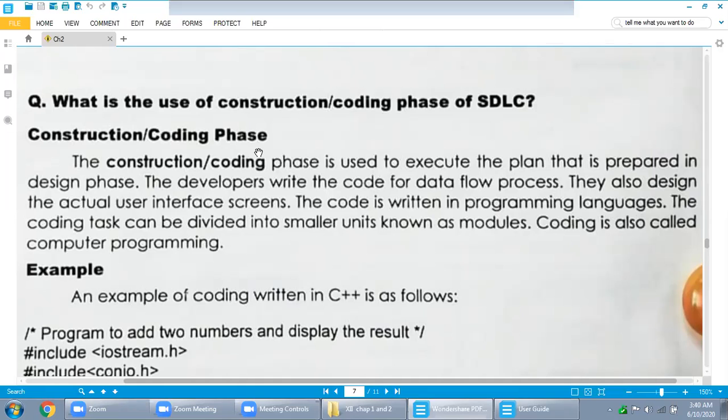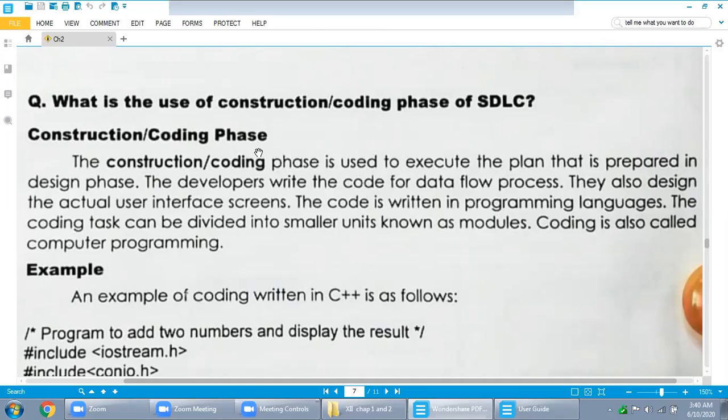Now the next process after the design phase is the coding phase. The developer writes the code. Developer means programmer, who writes the code for the data flow process. It means that the programmer will take the algorithm and flowchart we have made and start the programming from there.